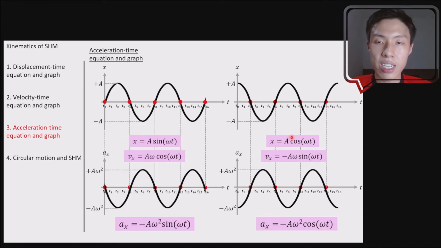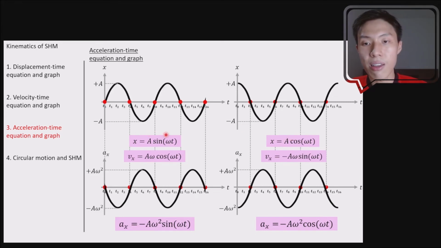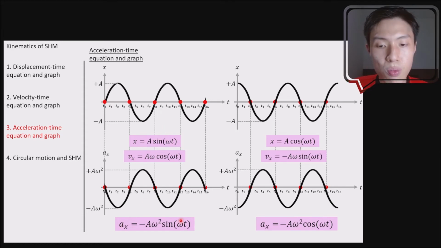Okay, so now I put it side by side for comparison. You can see that if our oscillation starts at a different point, if it starts at equilibrium and it moves towards the positive direction first, then it's a sine curve. Then your acceleration will also be a sine curve, but now it's negative. But if your oscillation starts from the positive maximum displacement, then it will be a cosine graph. Then for this oscillation, our acceleration will be a cosine graph, but again, it's negative. So you can see here the sign has been changed, but the shape is still sine, it's still cos, but you change from positive to negative.